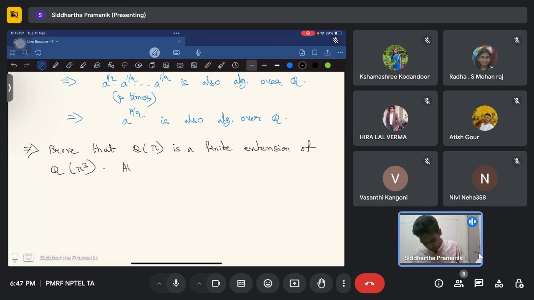and also find a basis for Q(pi) as a vector space over Q(pi^3).